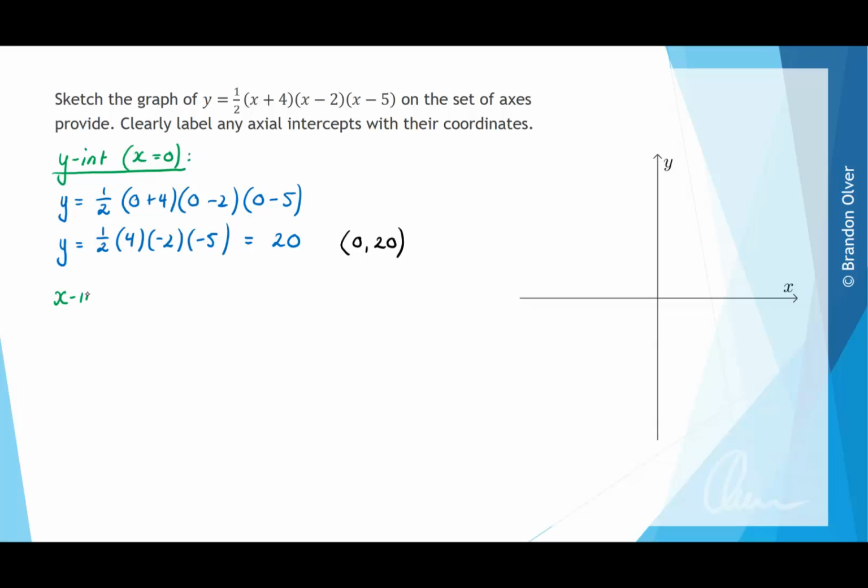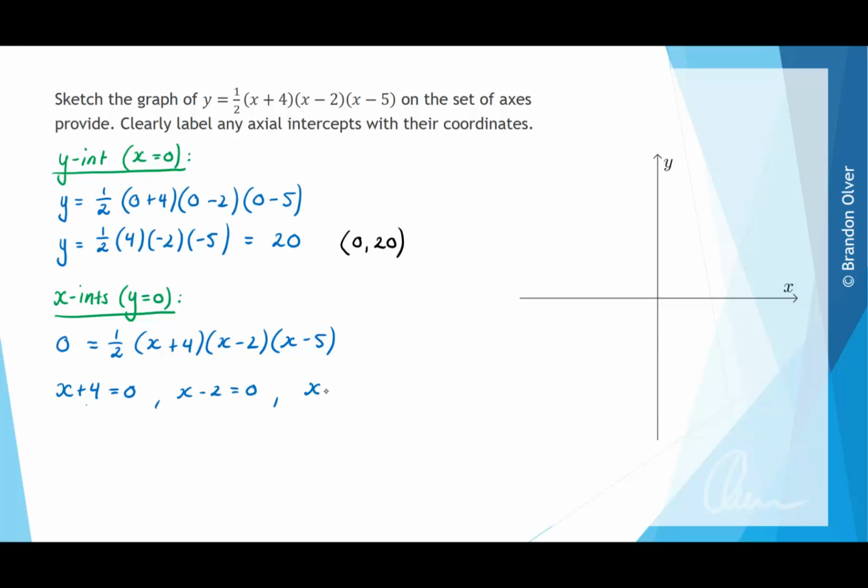Next, we can find the x-intercepts of this graph, and that happens when y is equal to 0. So we're going to solve the equation 0 equals 1/2 (x + 4)(x - 2)(x - 5). As this is already in factorised form, we can use the null factor law to say that x + 4 could equal 0, x - 2 could equal 0, or x - 5 could equal 0.